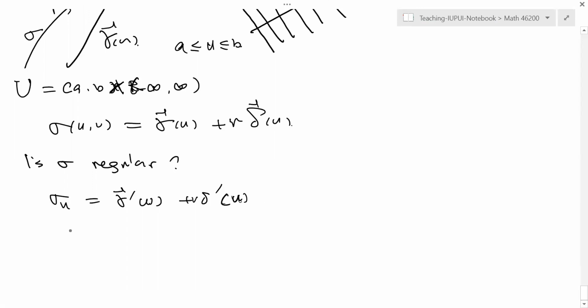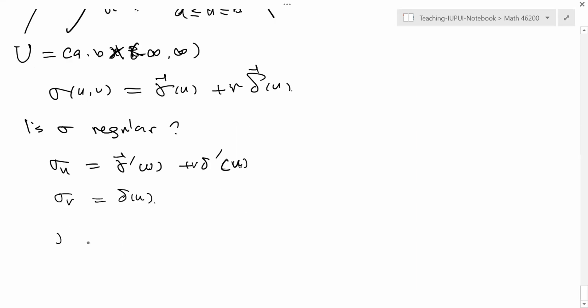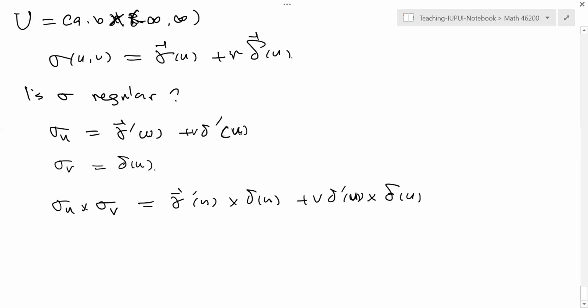And this is still V, okay? And the sigma V is just delta U. So when are they going to be linearly independent? It depends, okay? And it's not clear, right? It's not clear whether this is going to be zero or not. So sigma is regular if and only if this is not going to be zero. This is a question: when is it going to be zero?